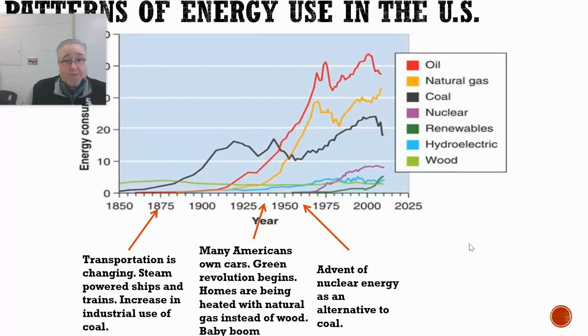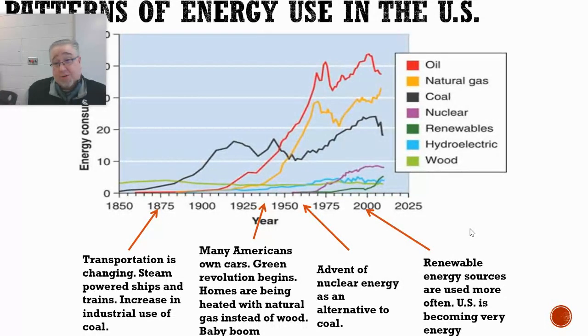Another point here I want to make mention of is around the 1960s. This is the advent of nuclear energy. Now, nuclear energy in the United States and around the world, you'll see this purple line here. That's where that line eventually started to come up. So a lot of places in the United States are now using nuclear power instead of coal to generate electricity.